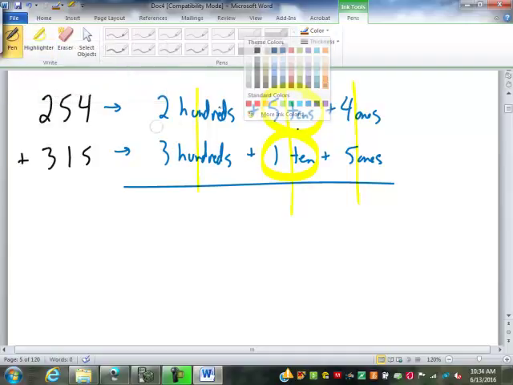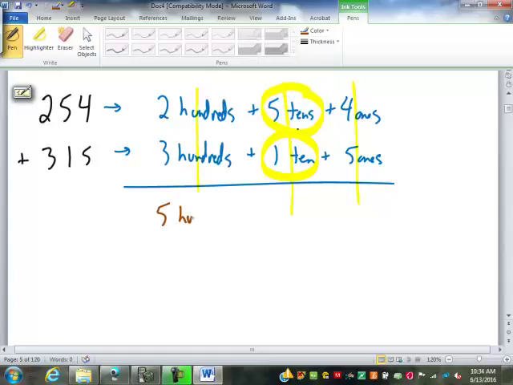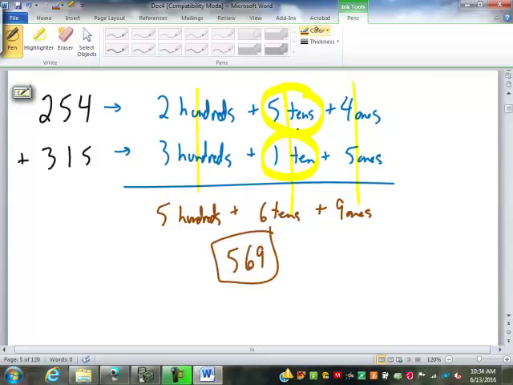So I've got 2 100s and 3 100s make 5 100s. 5 10s and 1 10 make 6 10s. 4 1s and 5 1s make 9 1s. So that is 569. Now some of you might have been watching me do that and thinking, he did that backwards. What did I do different that you don't normally see? I started on the left and I worked my way to the right, didn't I?